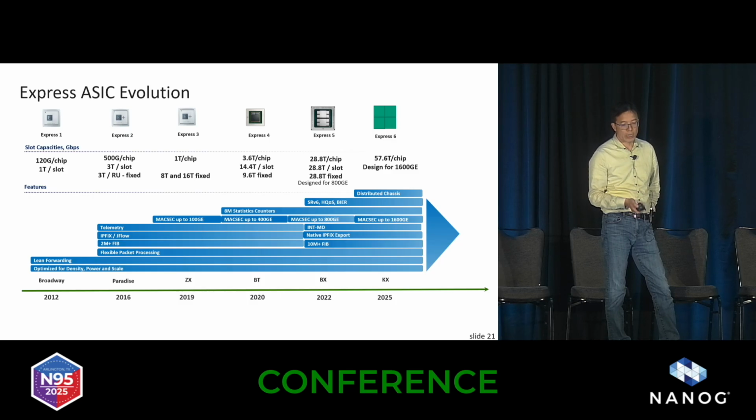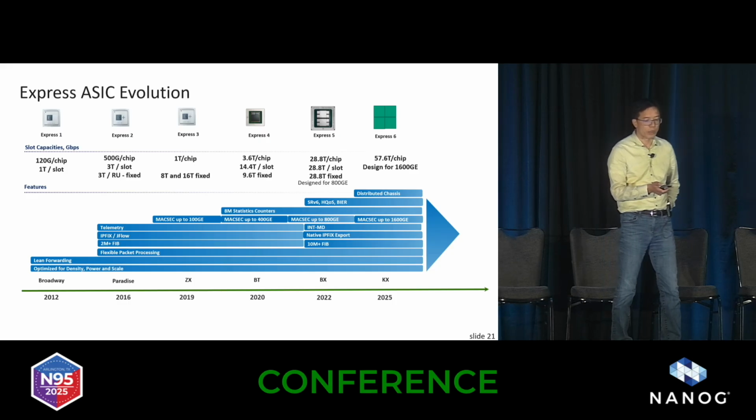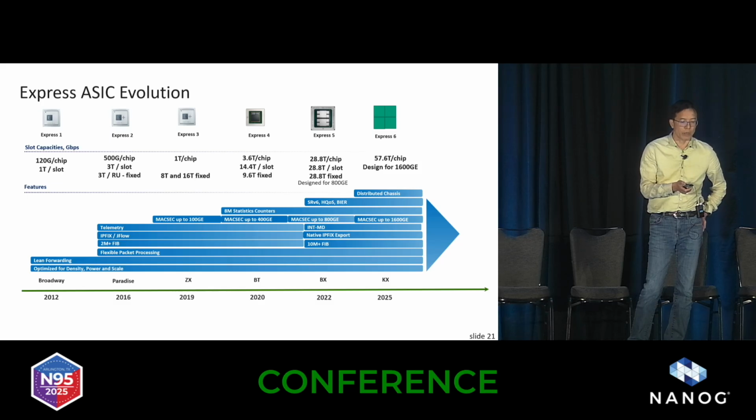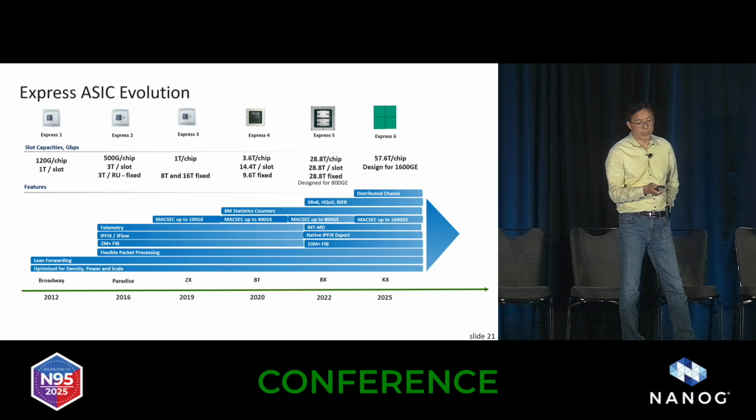On the feature side, you can tell, for example, that we gradually add new features. Starting from Express 3, we added MACsec support at line rate. Basically, with each generation, we actually need to redesign the MACsec to support line rate. Today, that means we support 1.6 terabit line rate at any packet size.